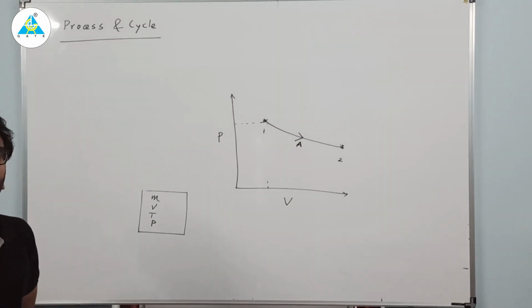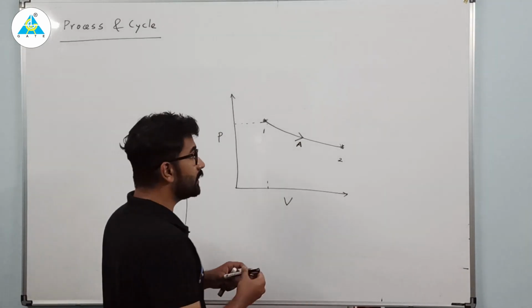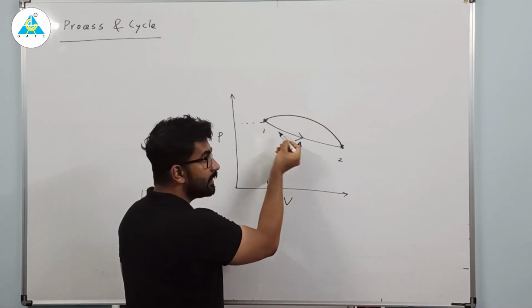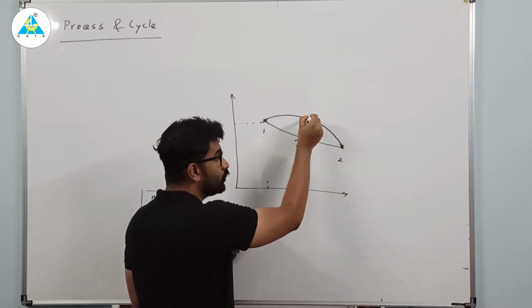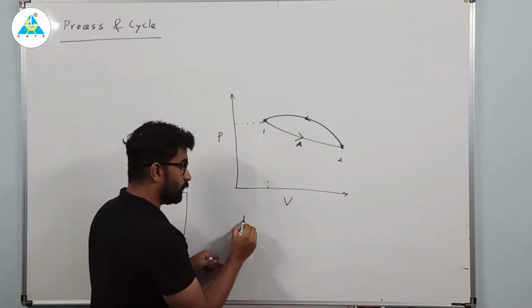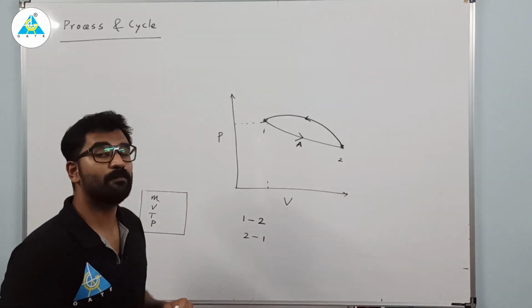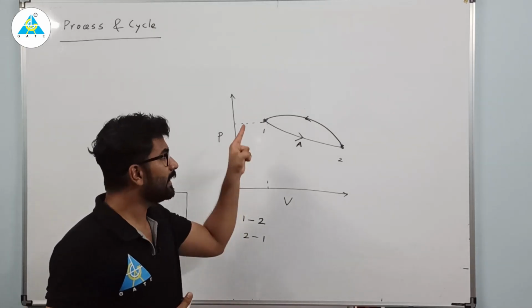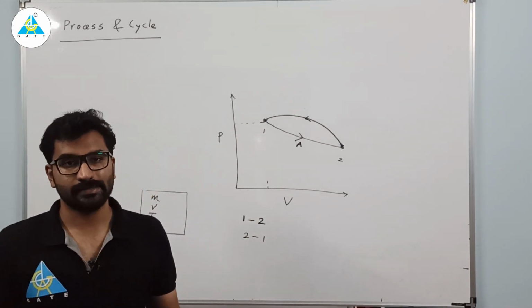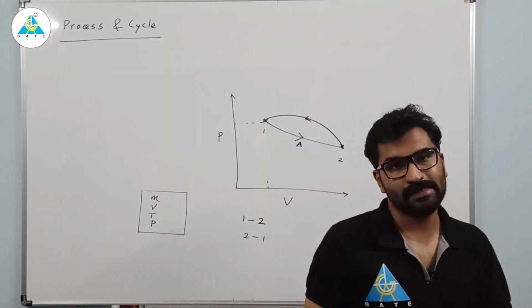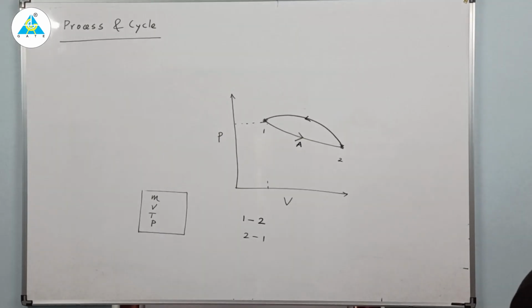Now what is the meaning of cycle? Cycle meaning is your initial and final points will be the same. That is, 1 to 2 is a process and 2 to 1 is also a process. So 1 to 2 is our process and 2 to 1 is also a process. Now it completes a cycle. That is, for a cycle, the initial and final values will be the same. Is it okay? So this also you can understand, right? I hope you understood this. Process, cycle is done.